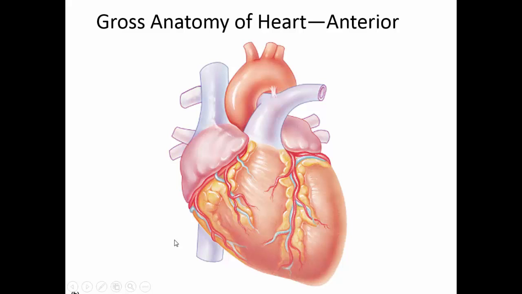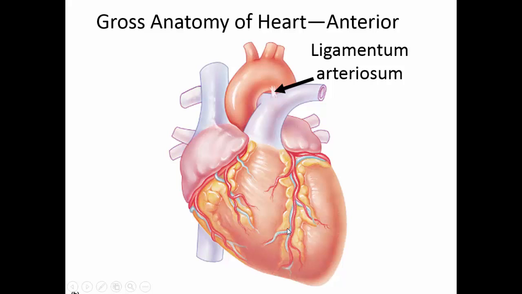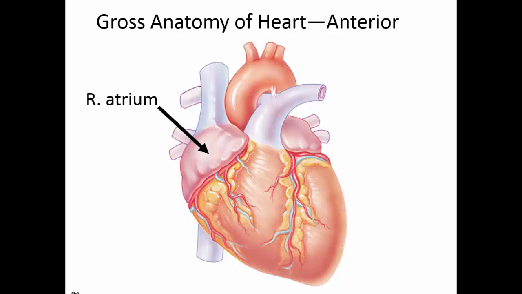As we look at the gross anatomy of the heart, the anterior interventricular sulcus is the groove right down the center of the front of the heart. The ligamentum arteriosum is a little ligament that joins the aorta to the pulmonary trunk. In the fetus, this was an open blood vessel that allowed blood from the pulmonary trunk to shunt into the aorta and bypass the lungs. The right atrium, the left atrium, the right ventricle, and the left ventricle.